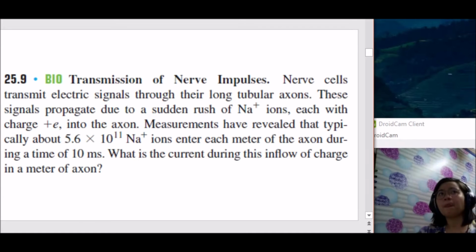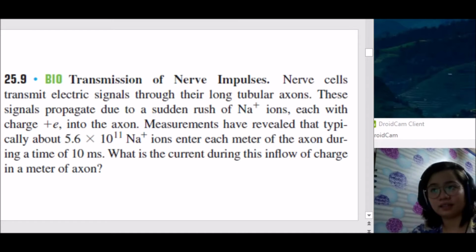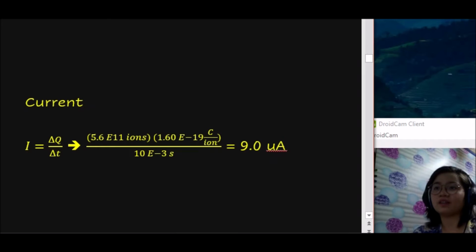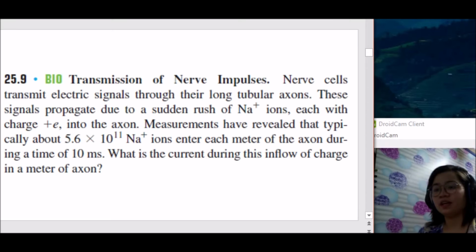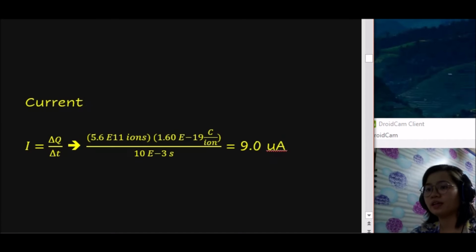We have to know that the unit for current is basically ampere. So whatever we do, our answer should be in amperes. This is my solution. We have the charge, and we've got here the time. It is a difference in charge over a difference in time, and you divide it, you've got the current.